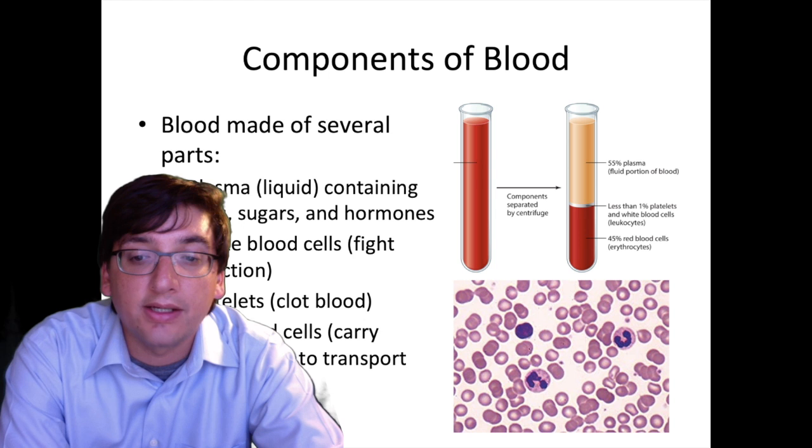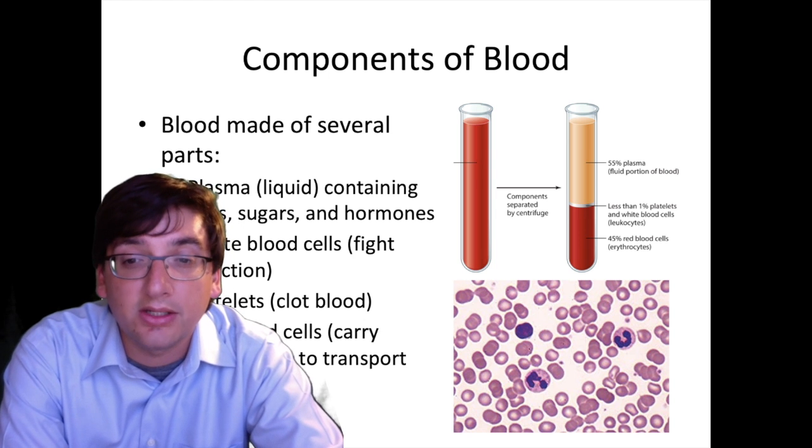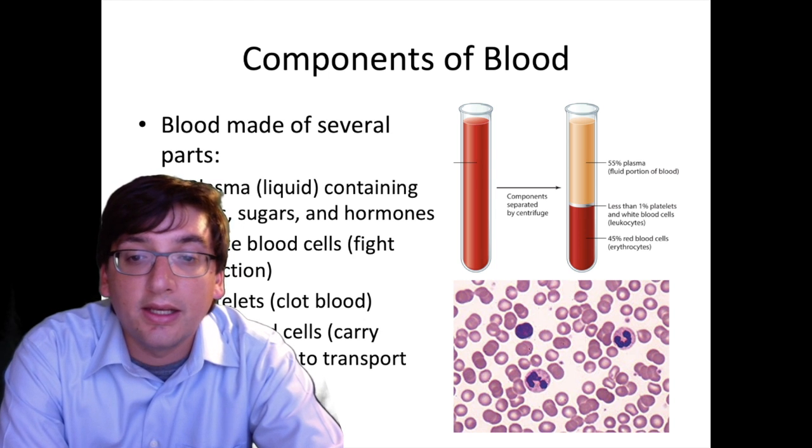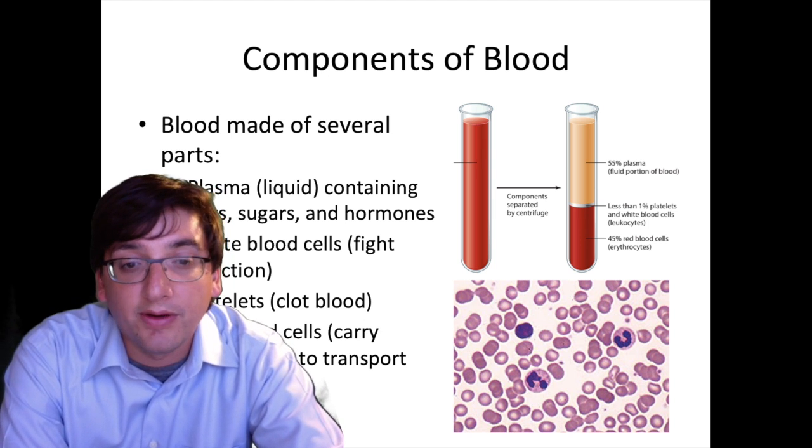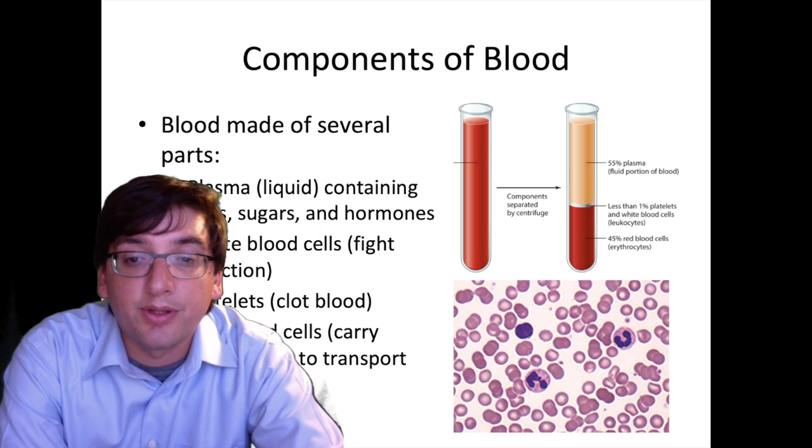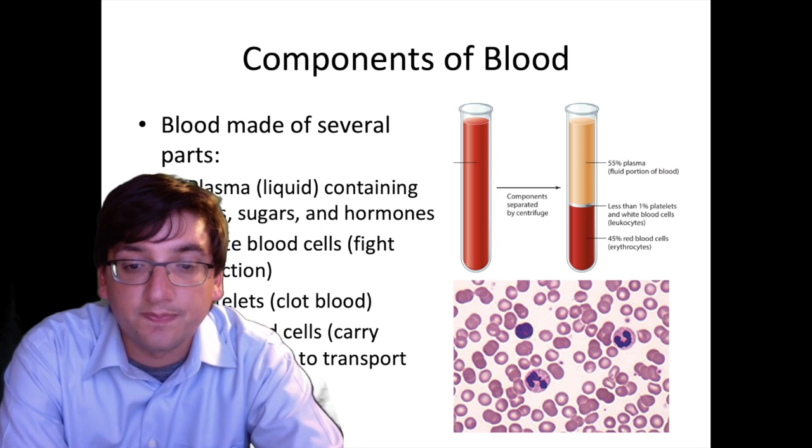Each red blood cell carries a molecule in it or a bunch of molecules in it called hemoglobin. And oxygen doesn't really dissolve in water. The other things that we need to transport in our blood, like sugar and amino acids, those dissolve in water. But oxygen does not, so that's why red blood cells are needed to carry oxygen.